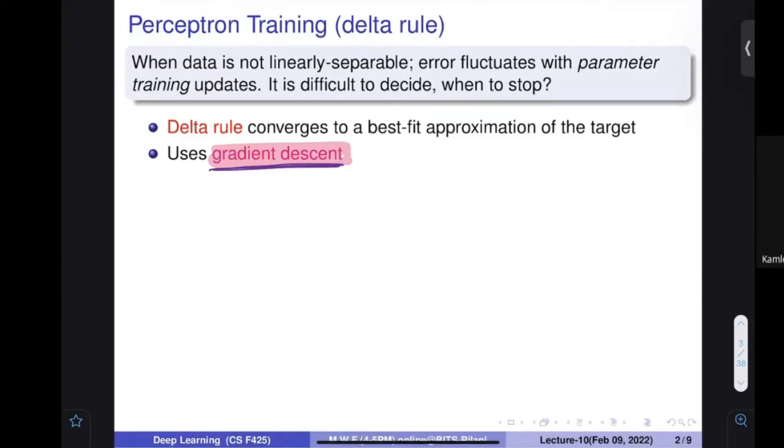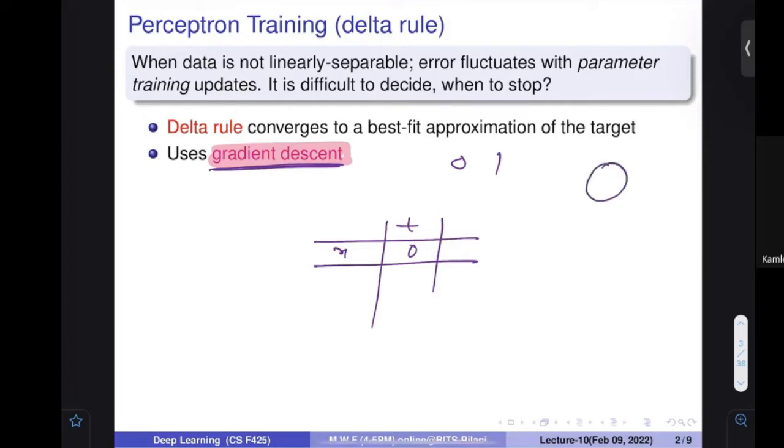Let's assume that the two classes are 0 and 1, and for some input, let's assume that the target is 0. On your perceptron, after the summation you have applied a thresholding. Let's assume that your output is 0.6. Because of thresholding, it becomes 1. Sorry, let me write 0.4. If your output is 0.4, because of thresholding it becomes 0, so you become correct.